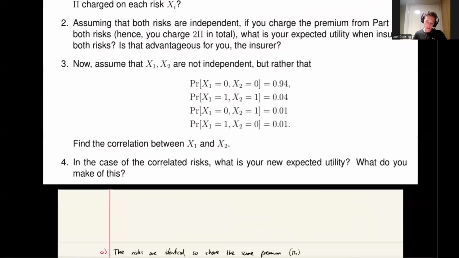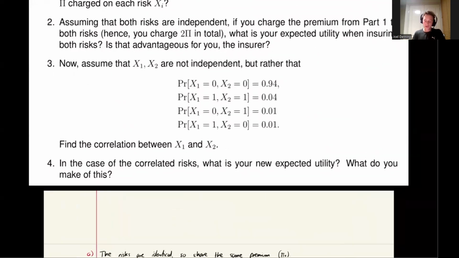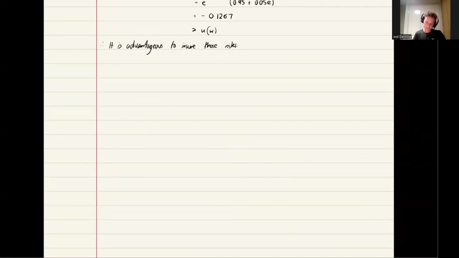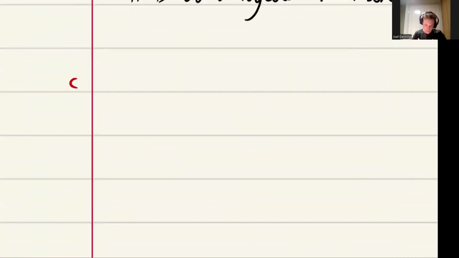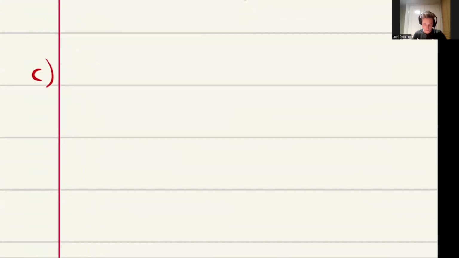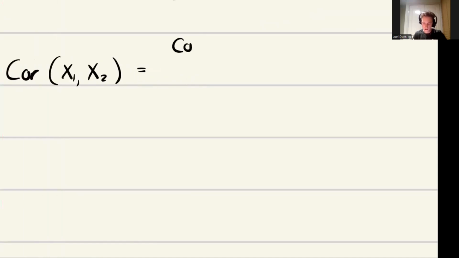Okay, on to part 3, or part C. Now, assuming that x1 and x2 are no longer independent, but rather share this joint distribution here with those probabilities, we want to find the correlation between x1 and x2. Okay, so part C, the correlation between x1 and x2 is just equal to the covariance of those two, right, divided by their standard deviations.